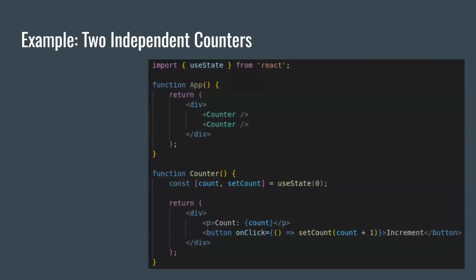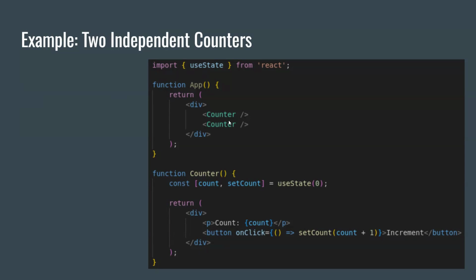Here's an example of two independent counters. So we have this app component. This app component has two counter components. If we look at the counter component, it basically uses useState, starts the count from 0, and whenever the button is clicked, it's going to increment count by 1.